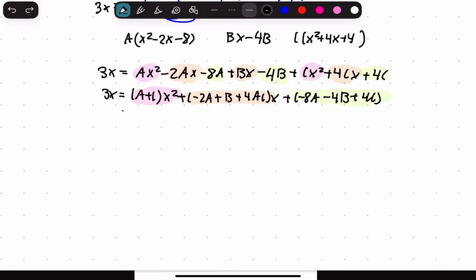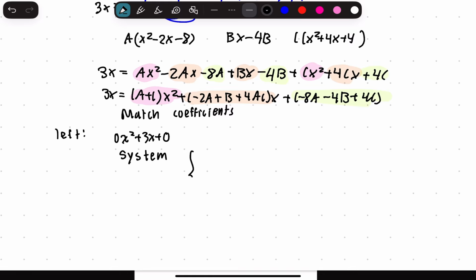So now we can move on to match the coefficients. How do we do this? So the left is going to be equal to 0x squared plus 3x plus 0. And then we get the system. A plus c is equal to 0. Negative 2a plus b plus 4c is equal to 3. Negative 8a minus 4b plus 4c is equal to 0. Now we have to solve this.